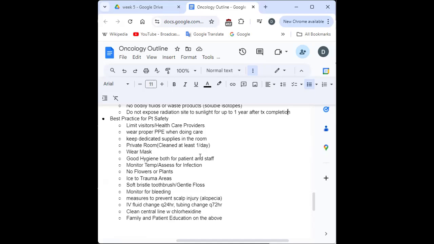Everybody has their own private room. You're going to have good hygiene, wear a mask. That's for infection, because these patients are at high risk for infection. Avoid flowers or plants because they can get sick from that. They're at risk of bleeding because they're pancytopenic, so we're going to make sure to put ice on trauma areas. Again, risk of bleeding and damaging themselves. So a soft bristle toothbrush or gentle floss.